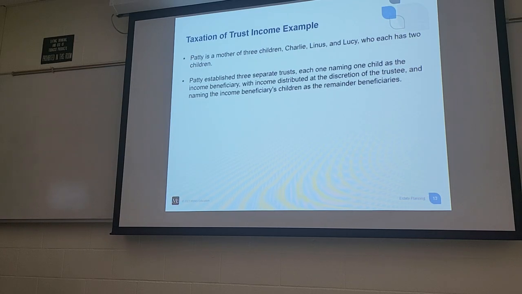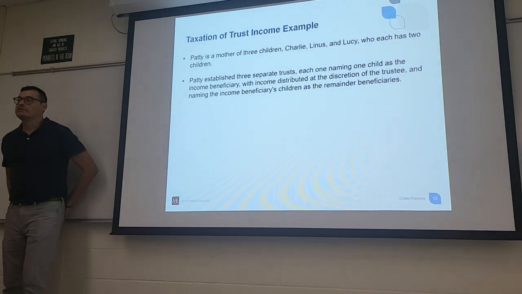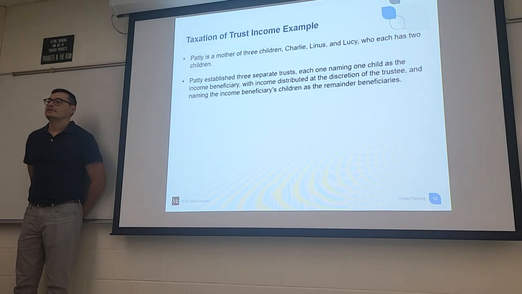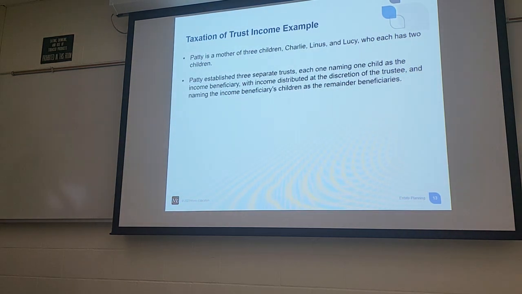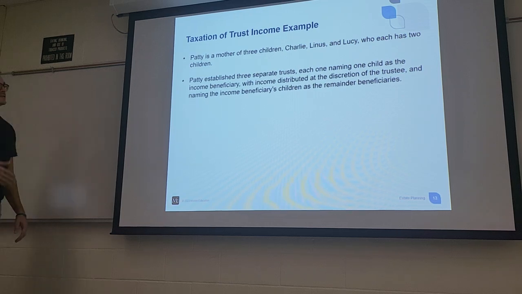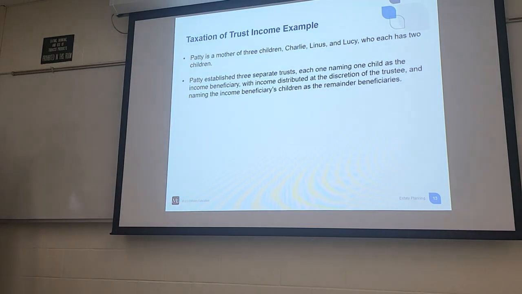Patty is the mother of 3 children, Charlie, Linus, and Lucy. What does it sound like? Anybody? Don't make me feel that old. Charlie Brown, there we go. Alright. Look Patty. She established 3 trusts, each one naming one child as the income beneficiary, with income distributed at the discretion of the trustee, and naming the income beneficiary's children as remainder beneficiaries. So basically her grandkids. Okay, so this is the split interest trust.